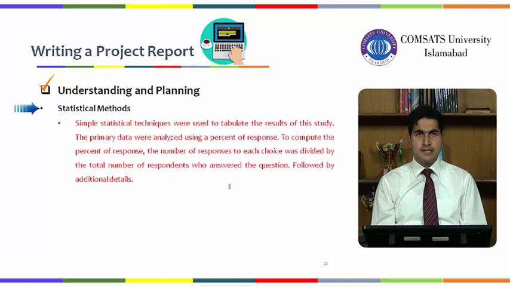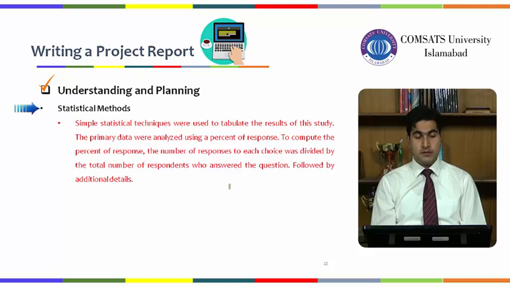But if there is any statistical software that you are using for the analysis, or any method that you're going to use for collecting or analyzing the data, you have to mention it, as in, simple statistical techniques were used to tabulate the results of the study. And the primary data were analyzed using a percent of response.